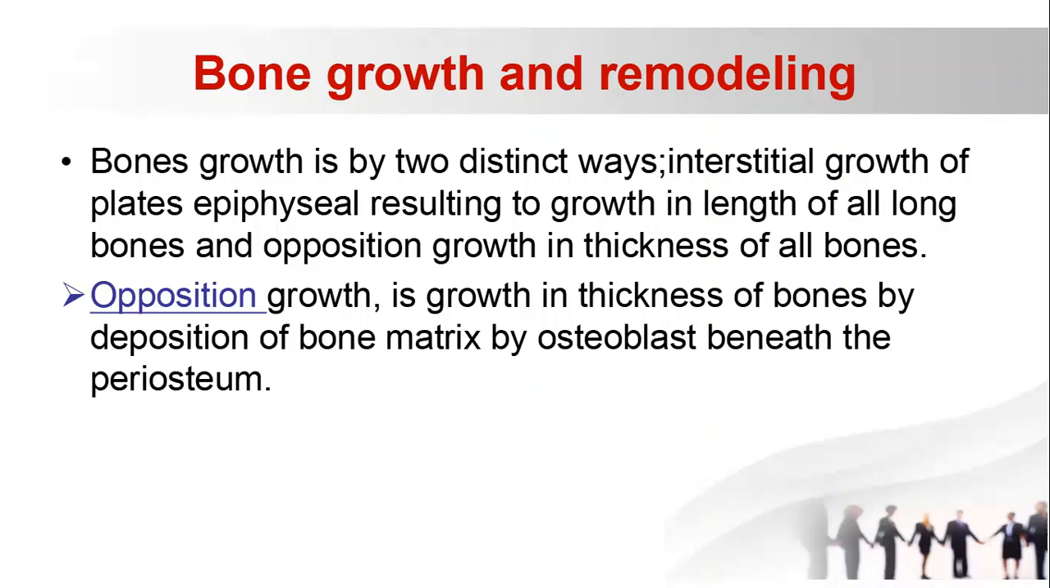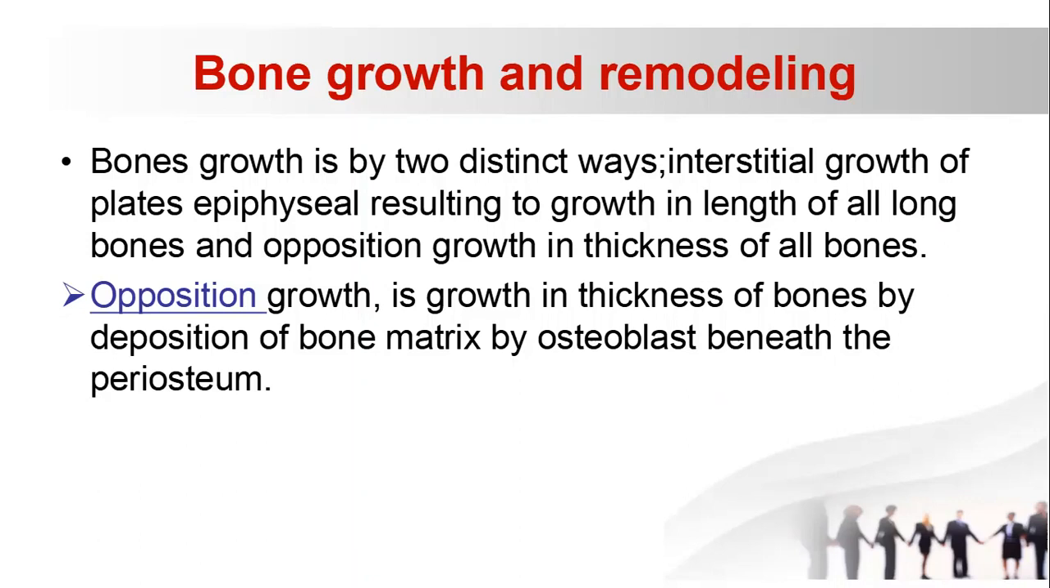Bone growth is by two distinct ways: interstitial growth of the epiphyseal plates, resulting in growth in length of all long bones, and appositional growth, in thickness of all bones. So we have two distinct ways, the interstitial growth and the appositional growth. All long bones grow in length by interstitial growth. Then in thickness, we have appositional growth, and that's for all bones, not exclusively long bones.